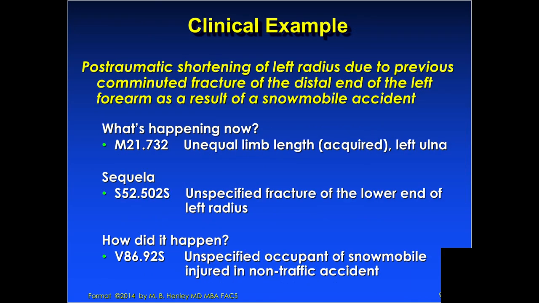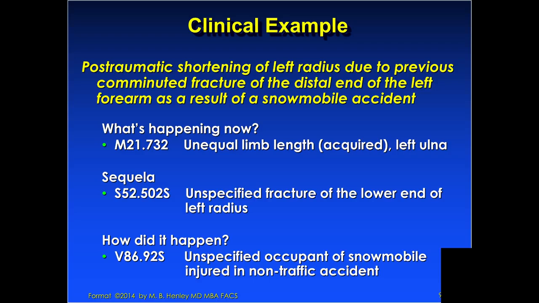Post-traumatic shortening of the left radius due to previous comminuted fracture at the distal end of the left forearm as a result of a snowmobile accident. So Doug, what's happening now? You have unequal limb length, which is acquired, M21.732. This is not an acute injury. It's in the M chapter, meaning it's a musculoskeletal condition.